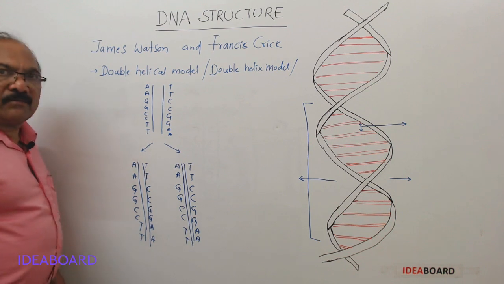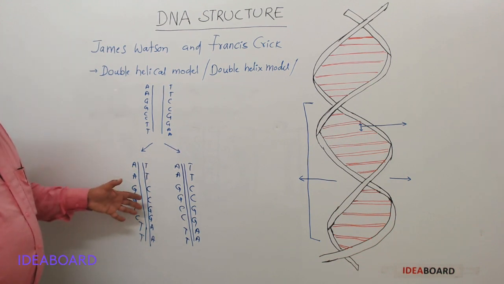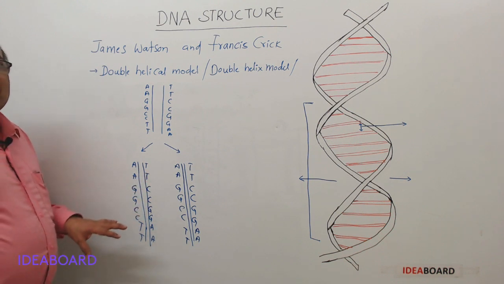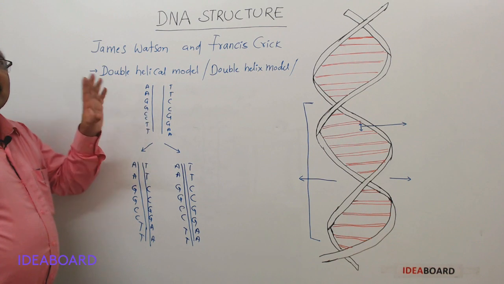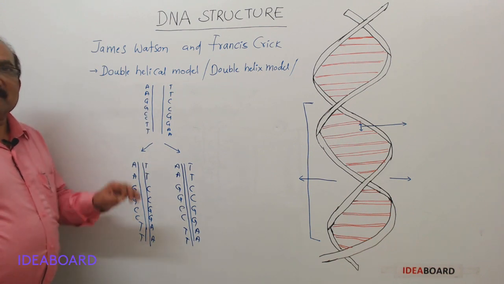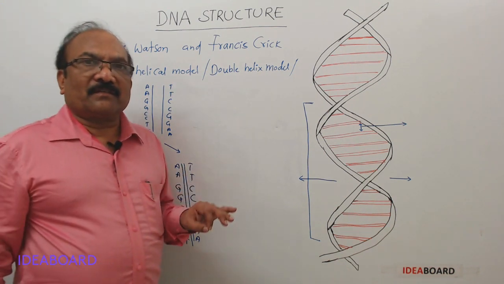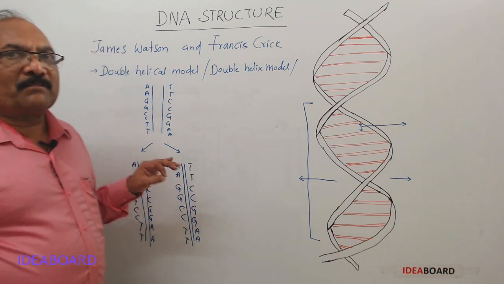Now look at these two newly formed strands, which can be called daughter DNAs, and these daughter DNAs are exactly identical to the parent DNA. So this is the unique feature of this base pairing.